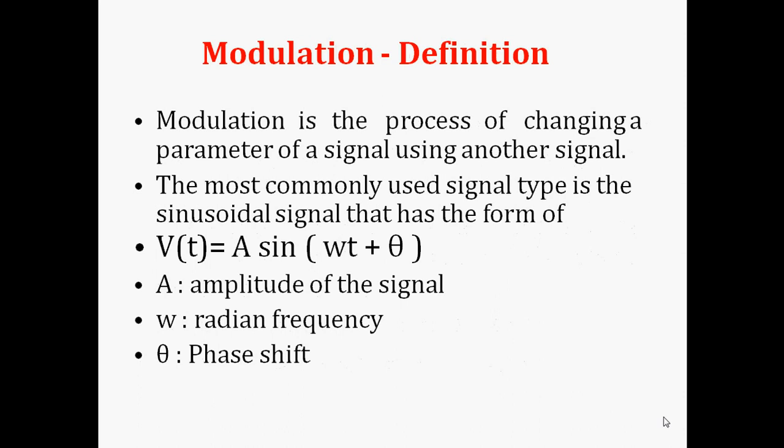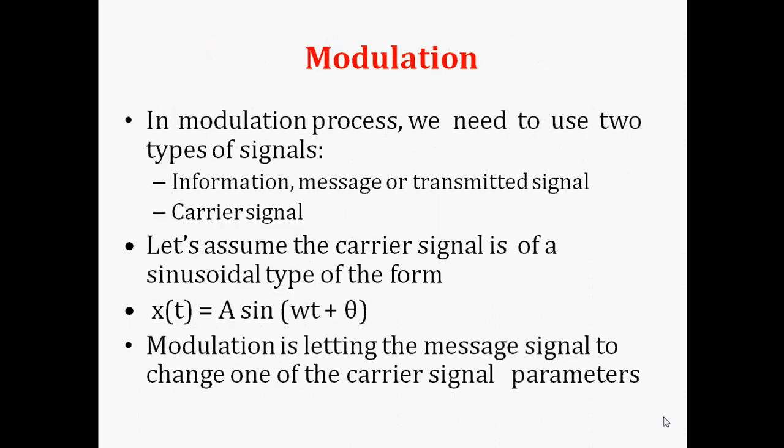We can define modulation as the process of changing a parameter of a signal using another signal. The most commonly used signal type is the sinusoidal signal, which has the form V of t equal to A sin(omega t plus theta), where A is the amplitude of the signal, omega is the radian frequency and theta is the phase shift.